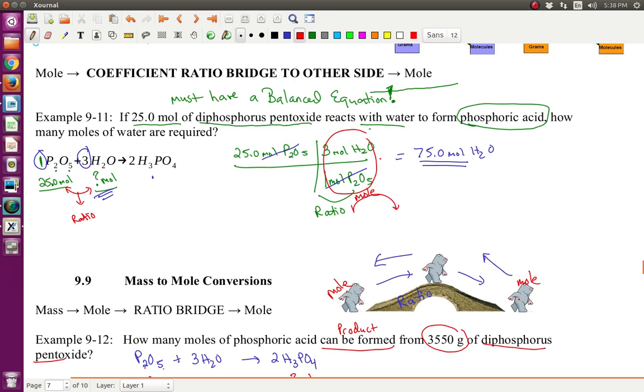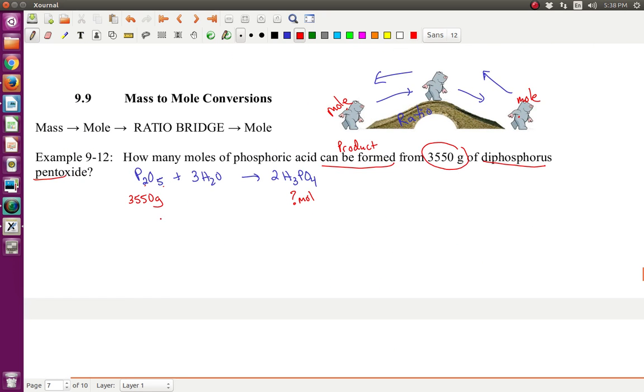Okay. So I've got to be able to do moles to moles. So what I need to do then is, since this is mass in grams, the first thing I've got to do is turn my mass into moles using the molar mass. So I need to know the molar mass of diphosphorus pentoxide. I need to calculate that.